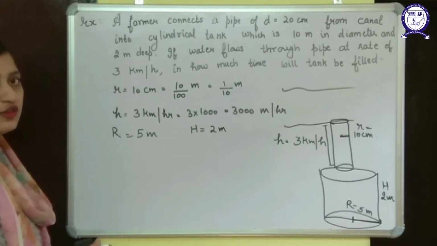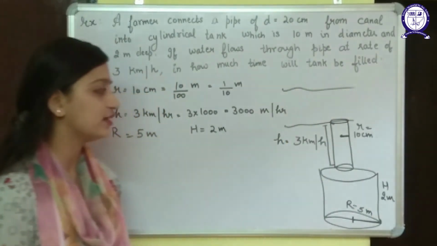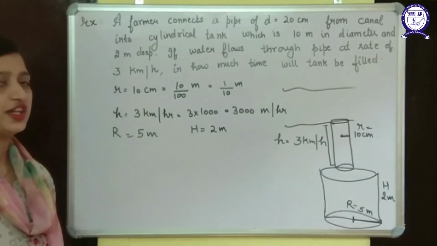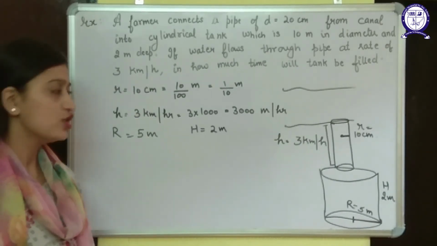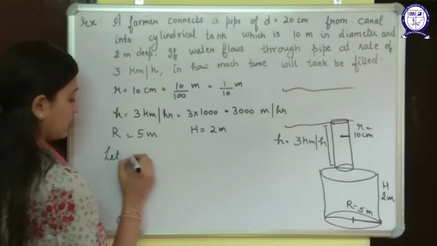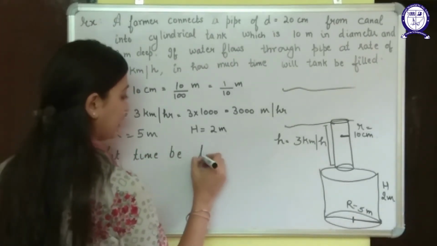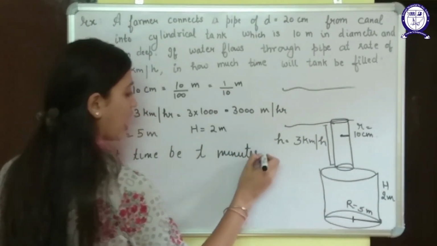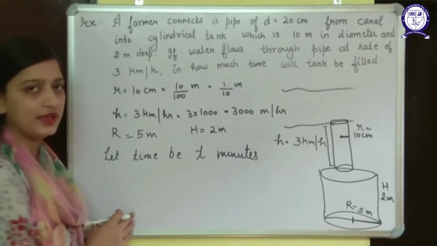Again, their volume will be the same because from one the water is taken and it is put into the other one. Okay. Now in this question, we need to find in how much time the tank will be filled. So let's suppose the time is T. Let time be T minutes. Okay, you can also find it in hours. I am finding it in minutes. Let time be T minutes.